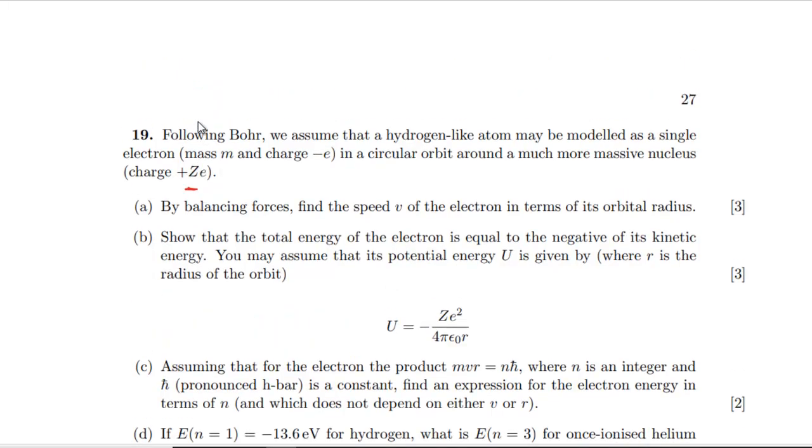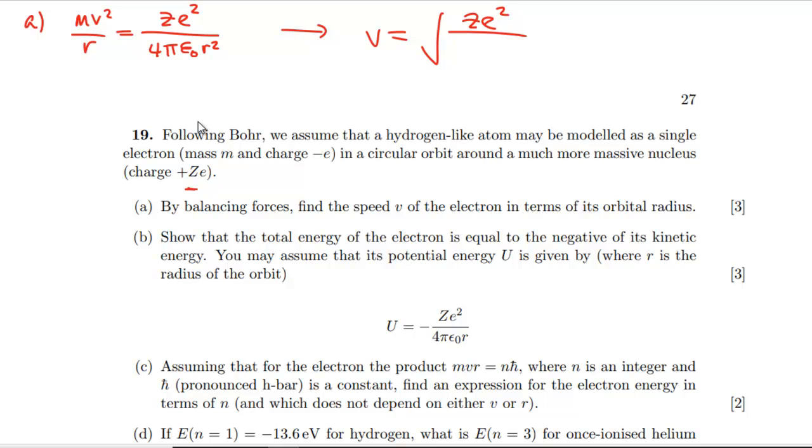Right, that's just going to be a circular motion thing, isn't it? So we'll have that mv squared over r is equal to Ze squared, because that's the product of the charges, divided by 4 pi epsilon 0 r squared. That's just sticking it into Coulomb's law. So that's going to give us that v is equal to the square root of Ze squared over 4 pi epsilon 0 mr on the bottom.